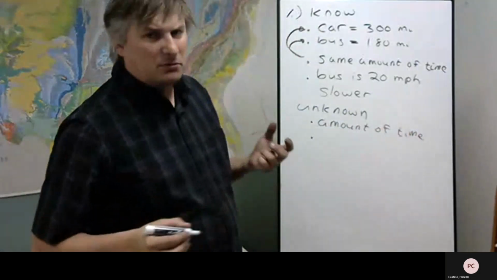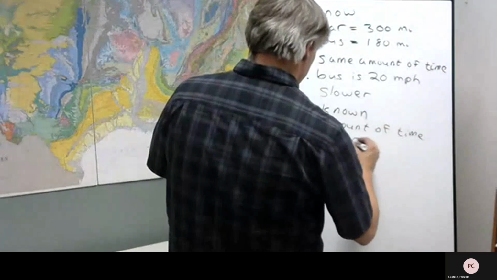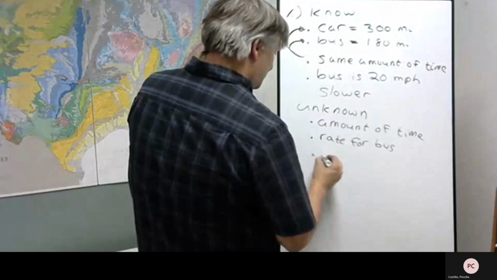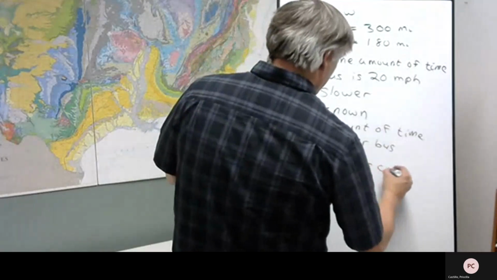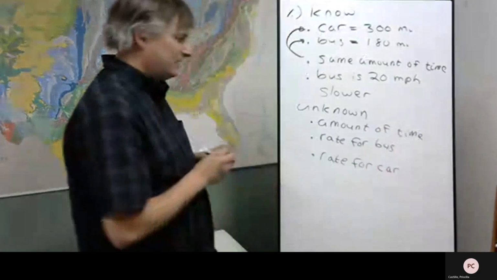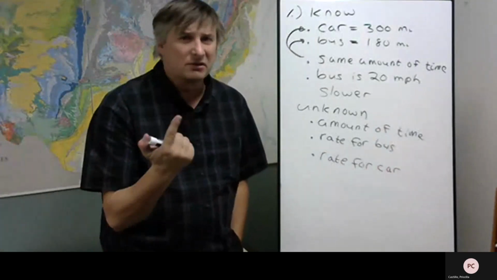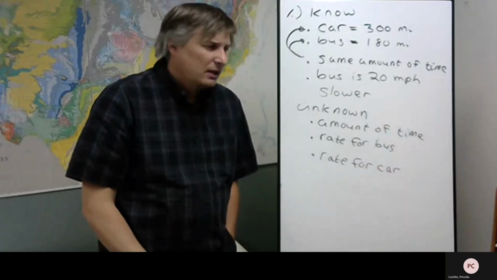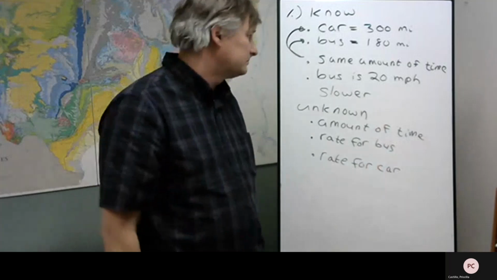We also don't know the rate for the bus. We also don't know, oh, this is looking kind of dire, the rate for the car. Now, usually when we do these problems, there's only one thing we don't know. There's a bunch of stuff we don't know. But I'm going to make an argument here. We're better off than it looks.